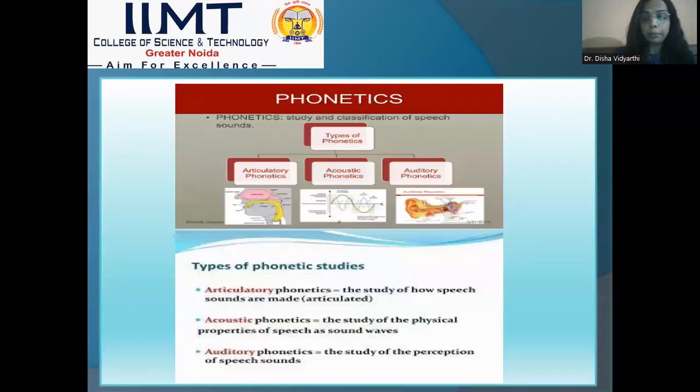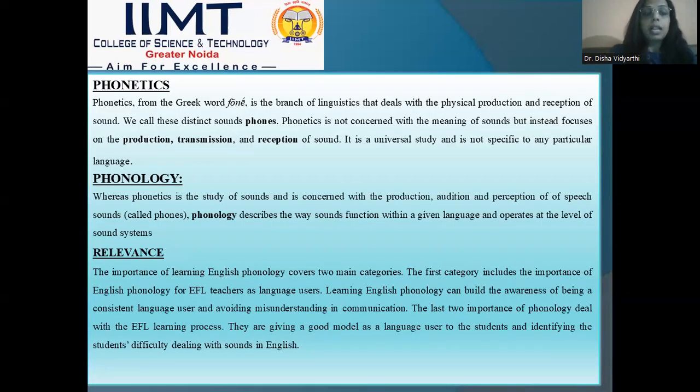So if you can see, phonetics. What is phonetics? The word phonetics has been derived from the Greek word phone. It is the branch of linguistics. Linguistics means related to language. It deals with the physical production and reception of sound. We call these distinct sounds phones.